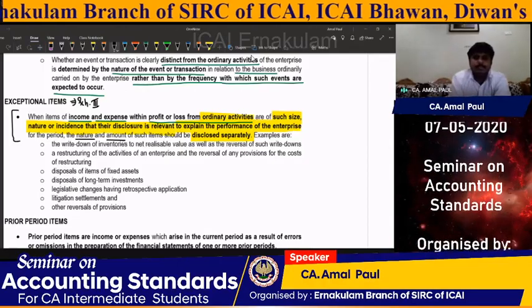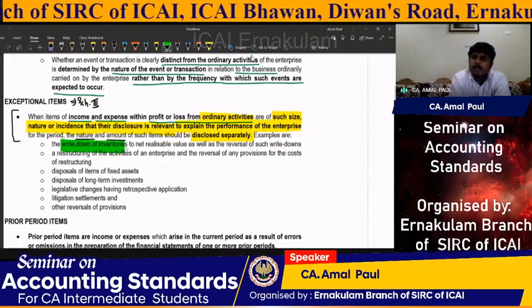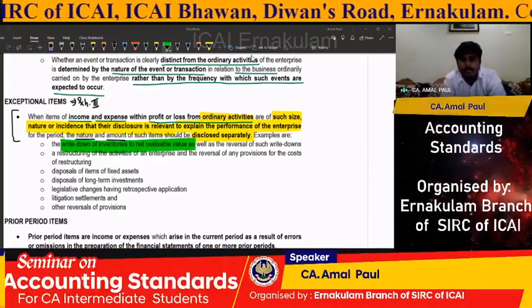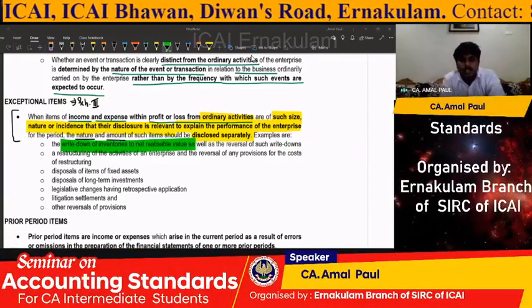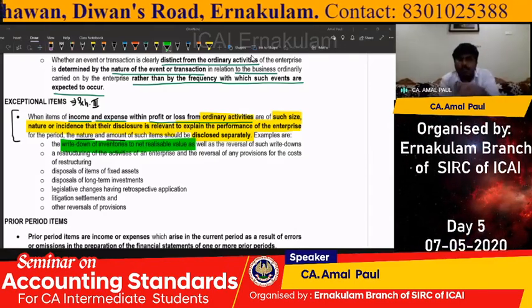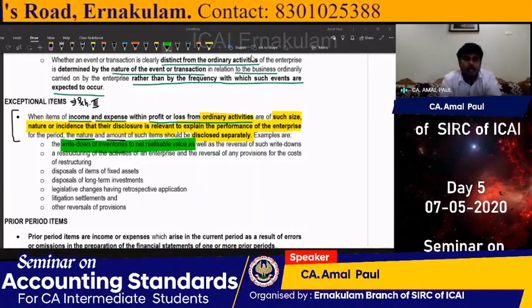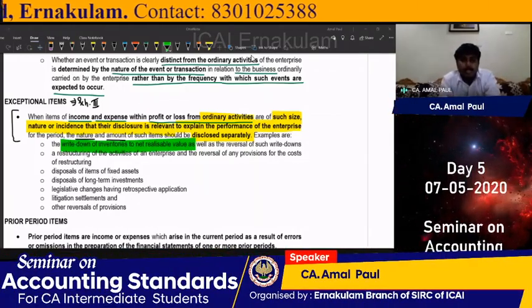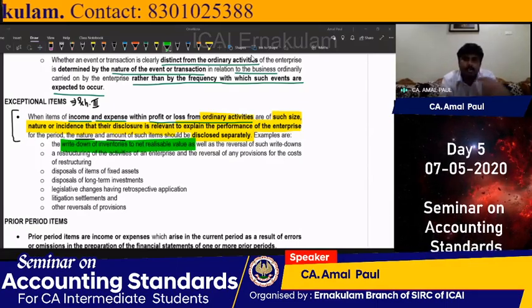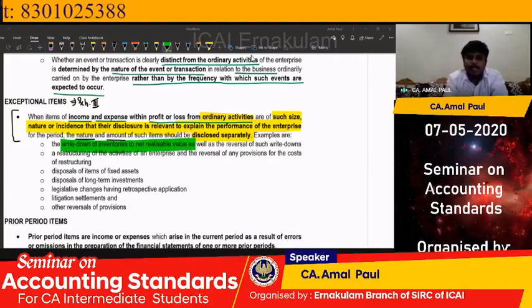So what are the examples given in the standard? Write down of inventories to NRV. Usually inventory will be carried at lower of cost and net realizable value. Usually cost will be the lower value. NRV will be lower in exceptional situations. So those will be disclosed separately.